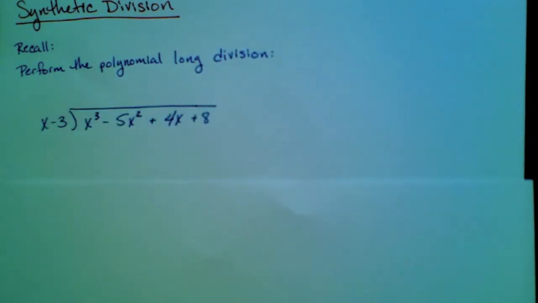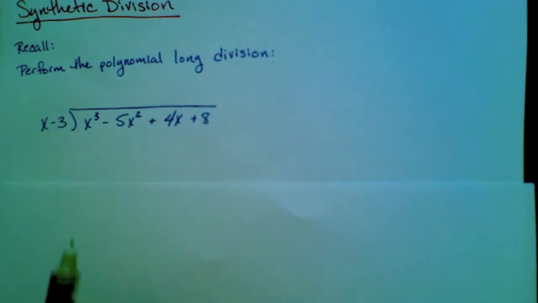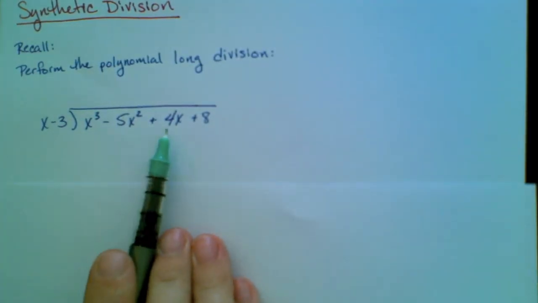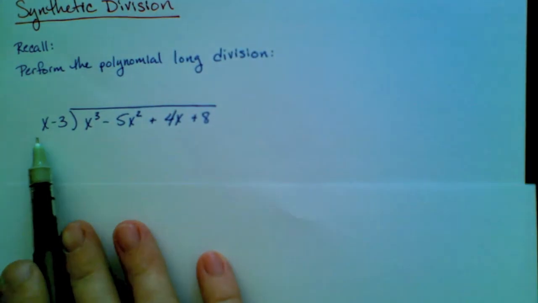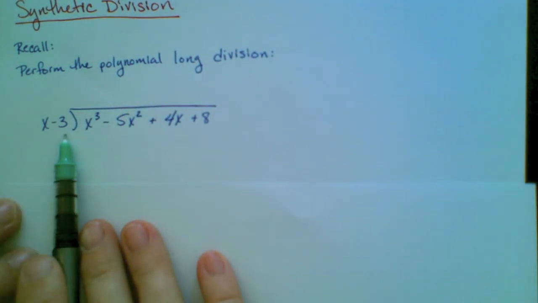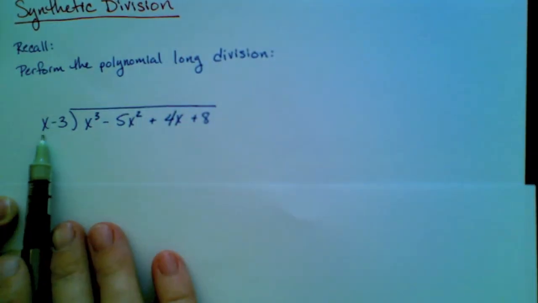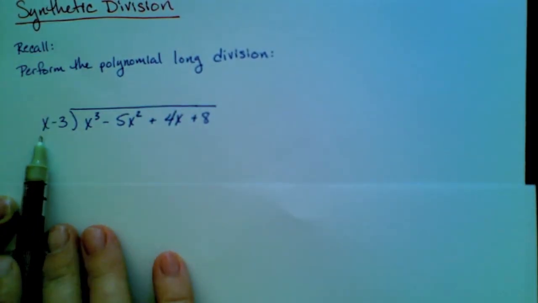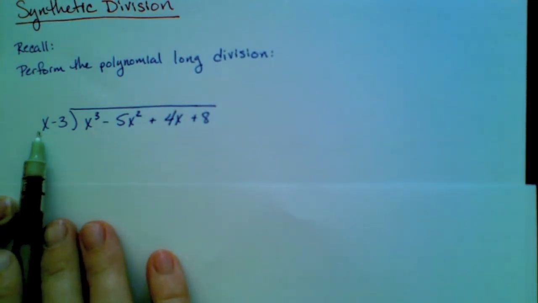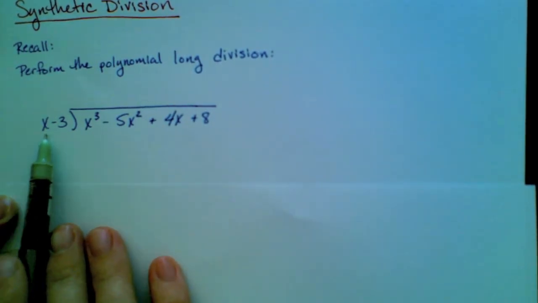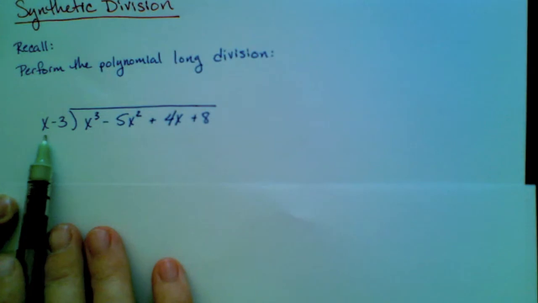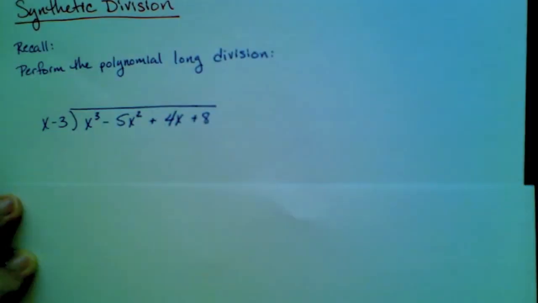But I want to begin by refreshing our memory about a high school topic, polynomial long division. So we're going to perform the polynomial long division x cubed minus 5x squared plus 4x plus 8 divided by x minus 3. Now this is our divisor. It is linear because it's of degree 1, and it has a slope of 1. So this does meet the qualifications for our shortcut. We will be applying the shortcut to this same problem, but first we're going to do it the long way.